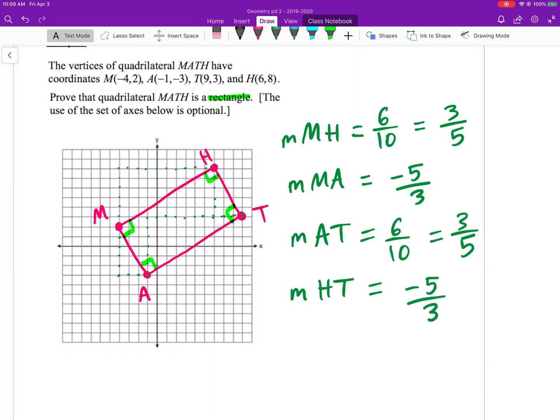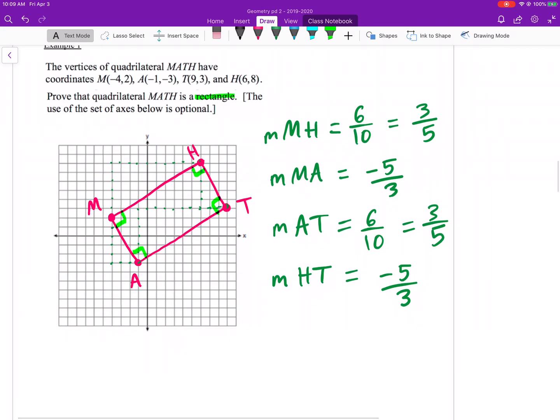All right, so you can see opposite reciprocals again. Now you see same slopes as well if you take a look at the 3/5. That's for MH and AT. That's because those are opposite sides. Right, opposite sides are parallel for any parallelogram, rectangle, square, rhombus. Okay, and you see negative 5/3, right? Negative 5/3, negative 5/3. Those are the same slope. That's not our focus right now. Yes, that's present because it is a type of parallelogram, but each consecutive side.